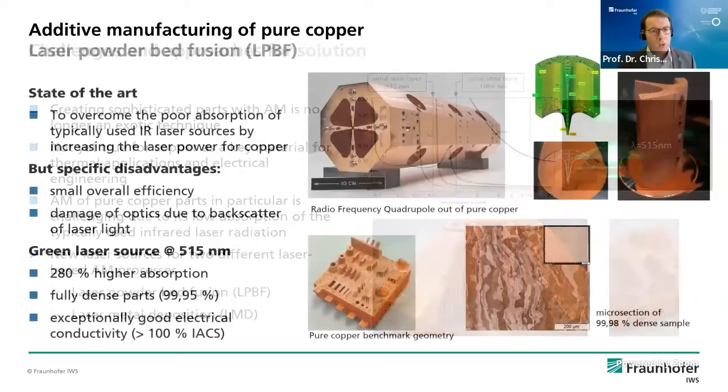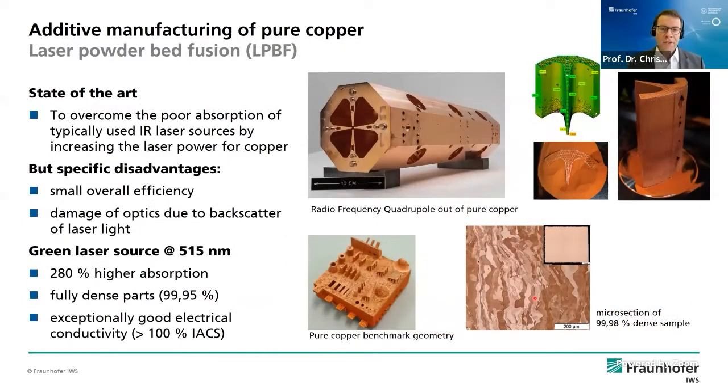Now, the project that I would briefly introduce to you here is even more fascinating, I believe, because this project is dealing with a linear accelerator made out of copper, as you can see here. Fairly complex shape, fairly complex geometry. It's a radio frequency quadrupole made out of copper. And the conventional way of doing it is to machine parts from a block of copper and then assemble it.